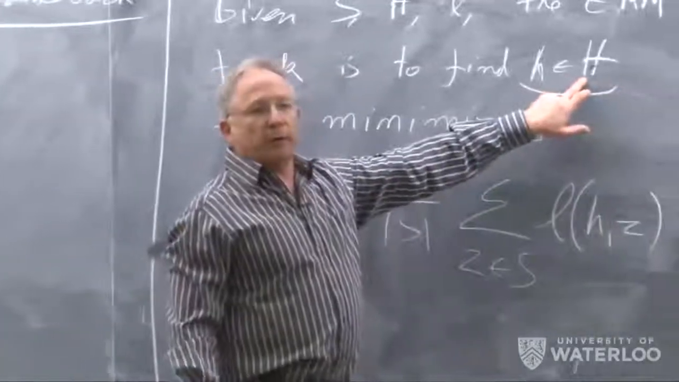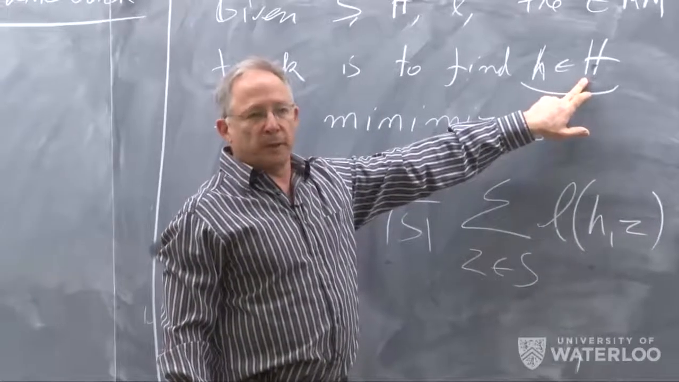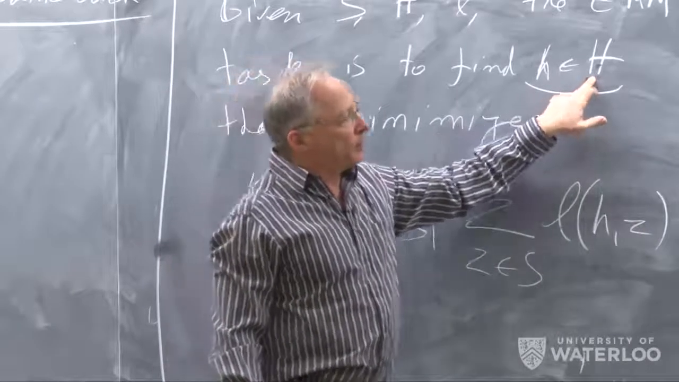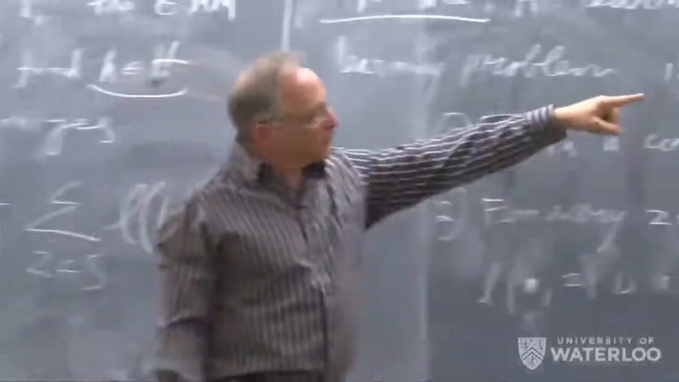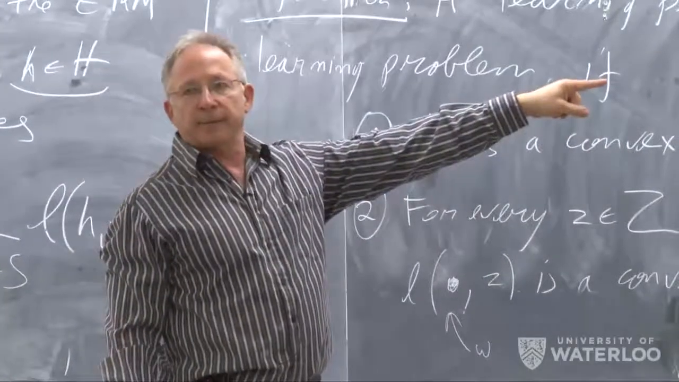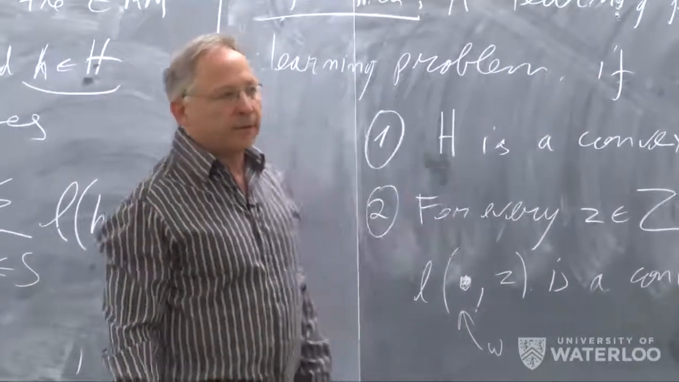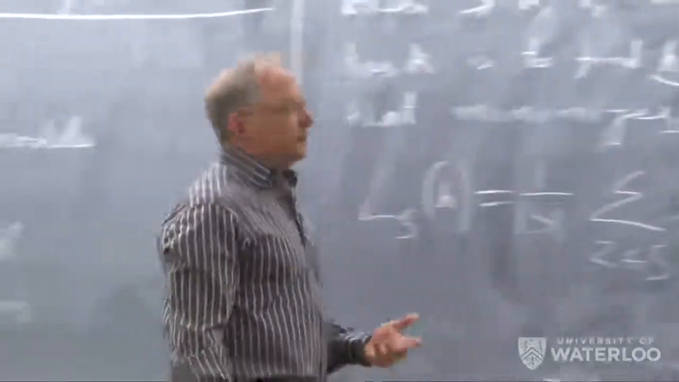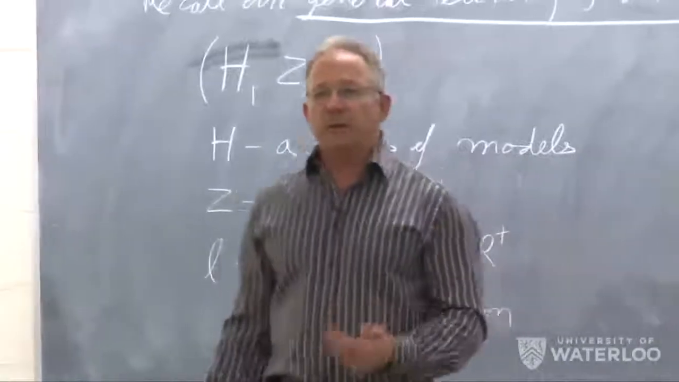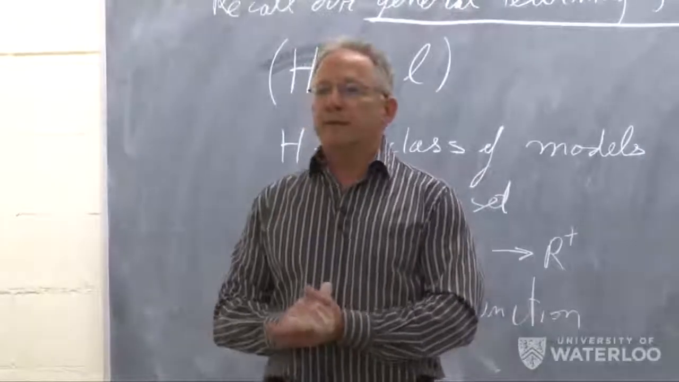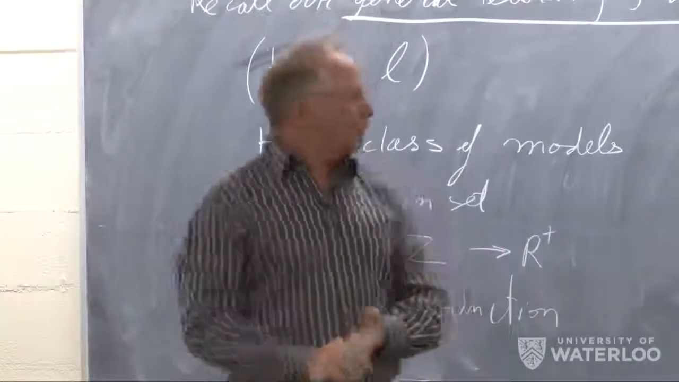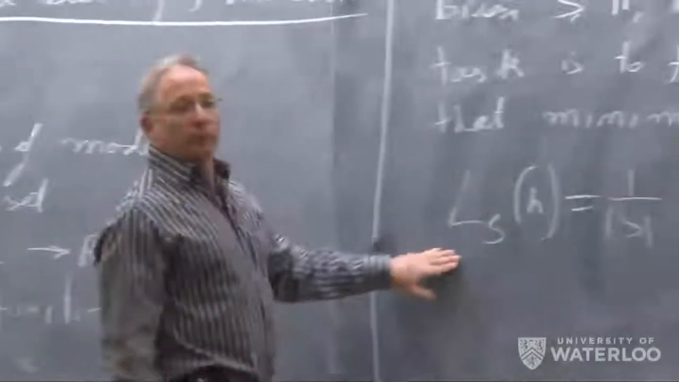This set has to be convex in order to be a convex optimization problem. But how do I know that it's convex? Because we assume that our class H is a convex subset of Rn. What is the other component that I need for this to be a convex optimization problem? Yes? You need to show that LS of H is convex. Right. I need to show that this function is convex.